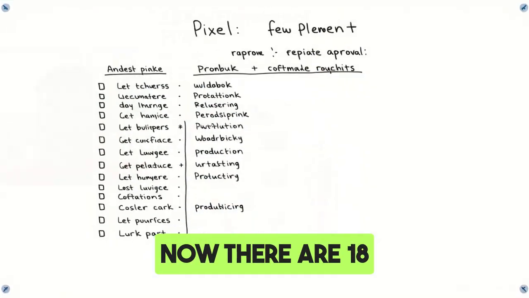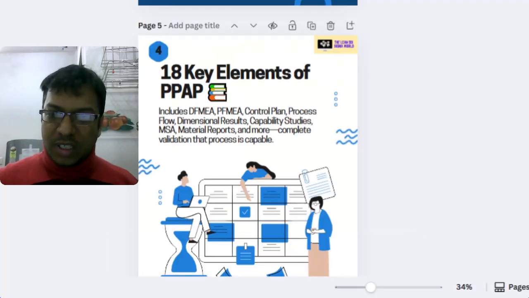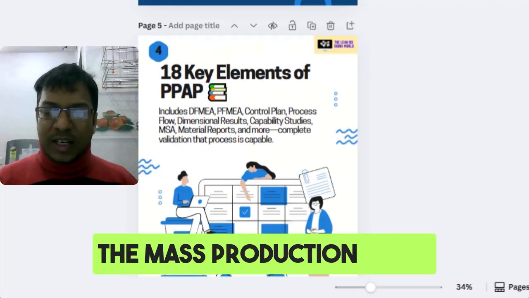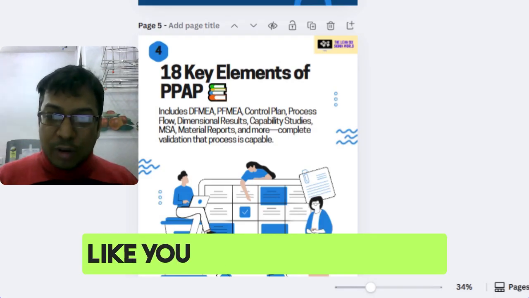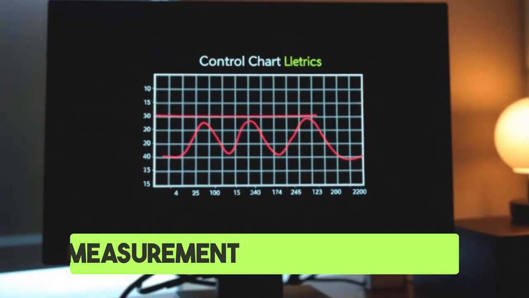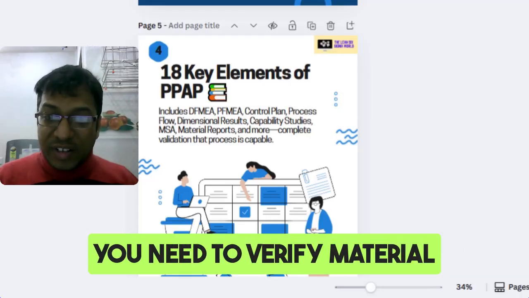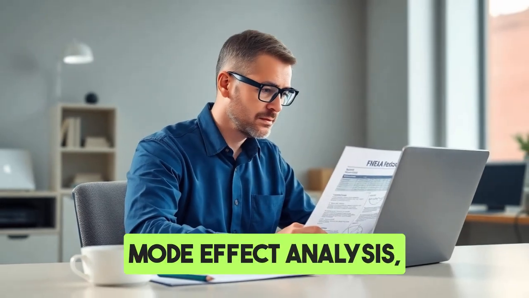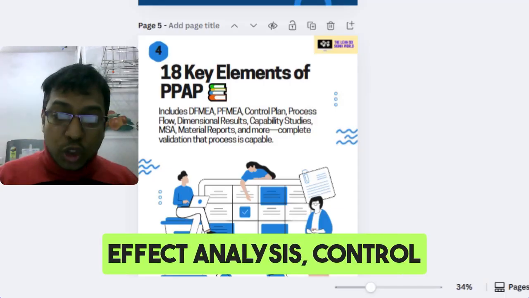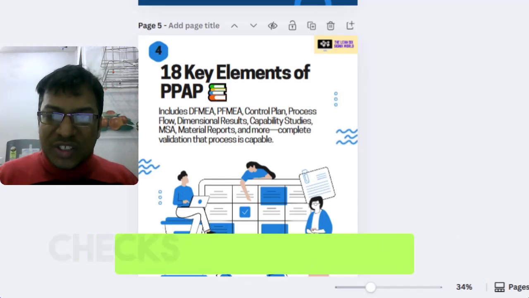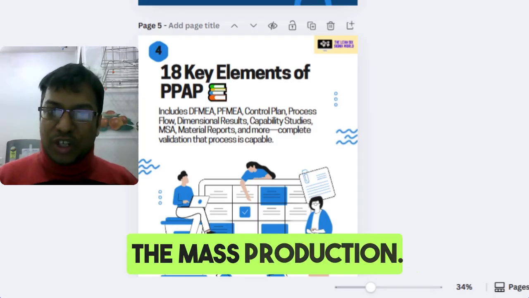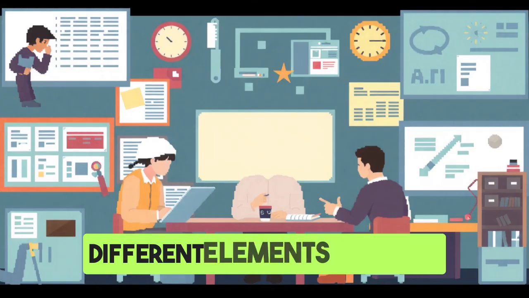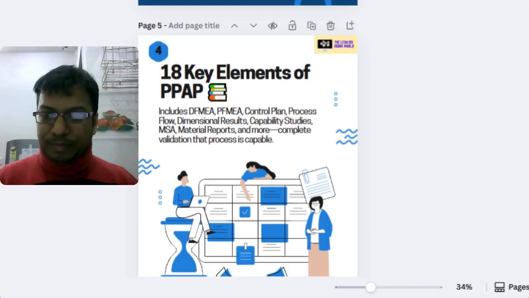Now, there are 18 key elements of production part approval process. Before the supplier starts the mass production, there are certain key criteria which the supplier needs to fulfill. Like you need to check what is the process capability. Measurement system analysis you need to verify. Material reports, design failure mode effect analysis, process failure mode effect analysis, control plan, process flow. What are the dimensional checks and the results that are available with the supplier? All these things need to be checked before giving clearance to the supplier to start the mass production. So these are different elements involved in the production part approval process.